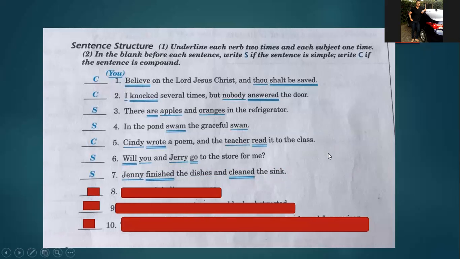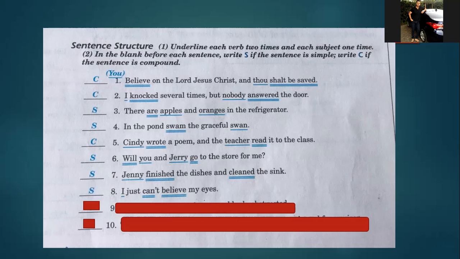Very good. Number eight. I just can't believe my eyes. I is the subject, believe is the verb. It's correct. This is singular. I can't believe is the verb, are the verbs. In this case, it is simple. Yes, it's simple. Simple sentence.